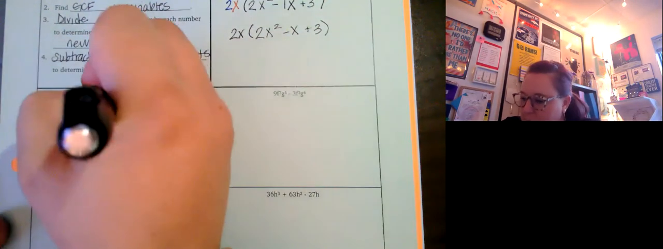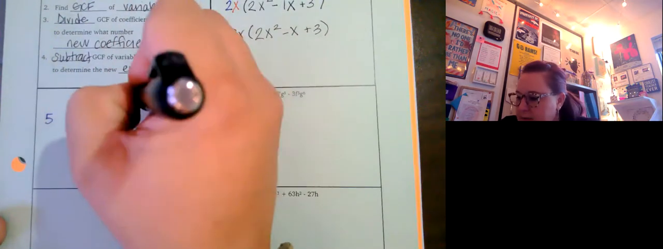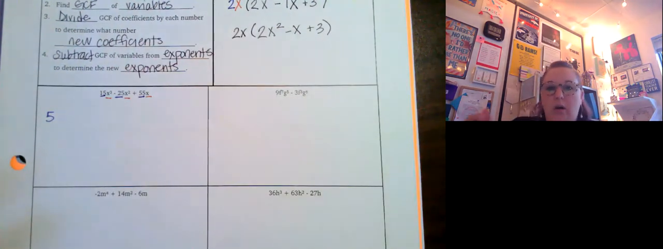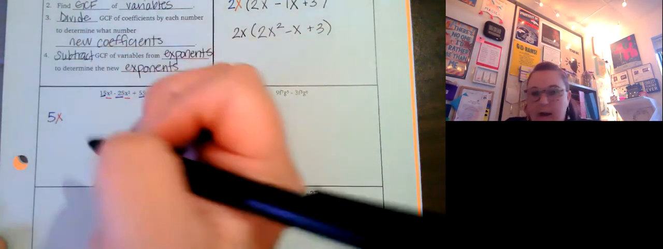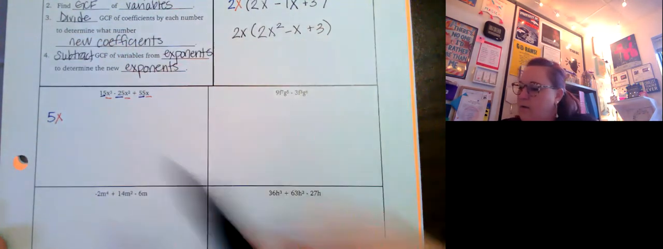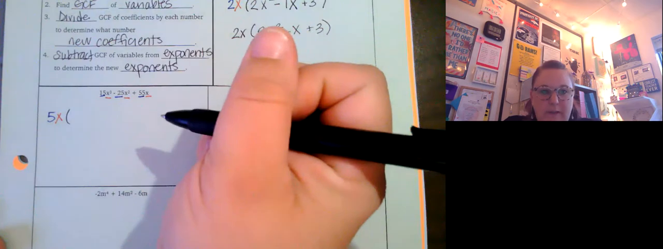Now when I look at my variables, I have x to the third, x to the second, and x again. So all of those have an x in common, so we're going to factor out that x. From there, let's figure out what we have left behind.